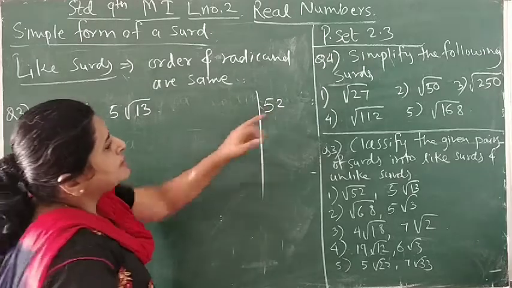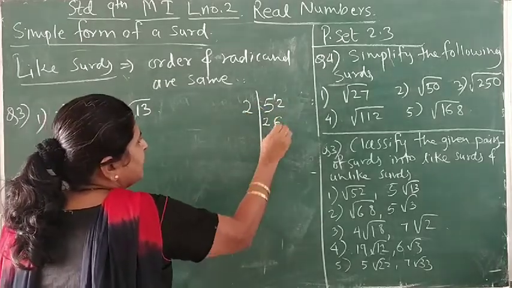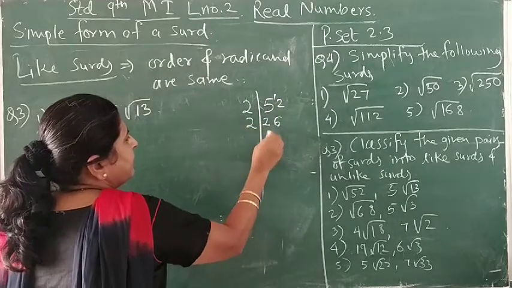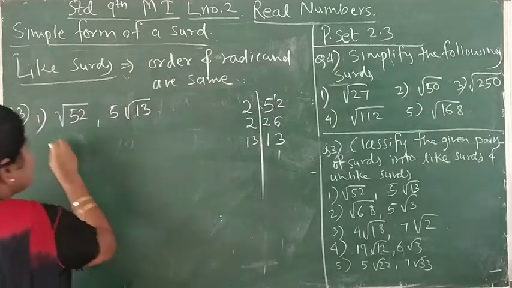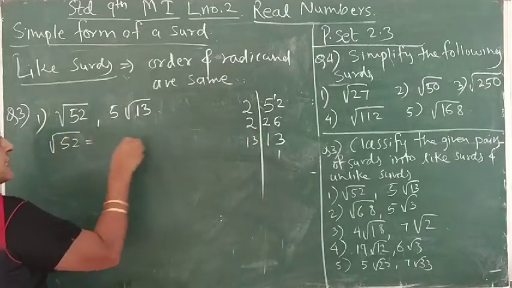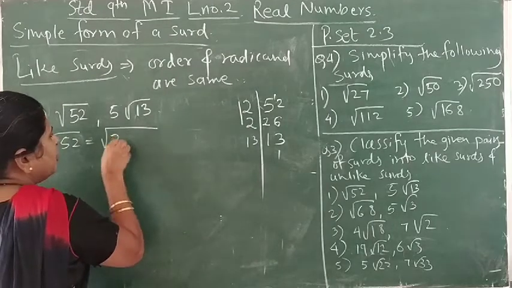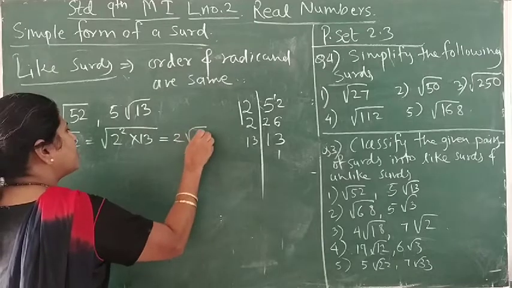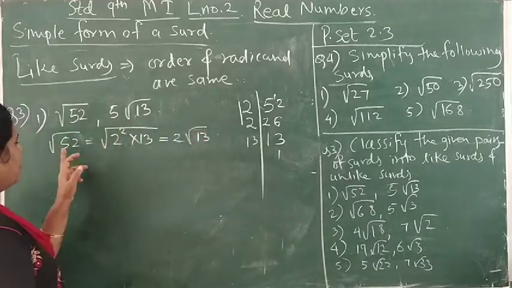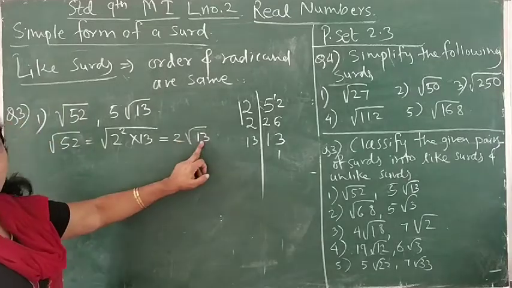Now 52 is divisible by 2. So 2 2s are 4 and here 2 6s are 12. Now again this is divisible by 2. 2 1s are 2, 2 3s are 6, and here 13 1s are 13. So square root of 52 has a pair of 2 into 2, that is a pair of 2. So it is going to be 2 square into 13 and that's why it's going to be 2 times square root of 13. Okay. So the simplified form of the given surd is 2 times square root of 13.